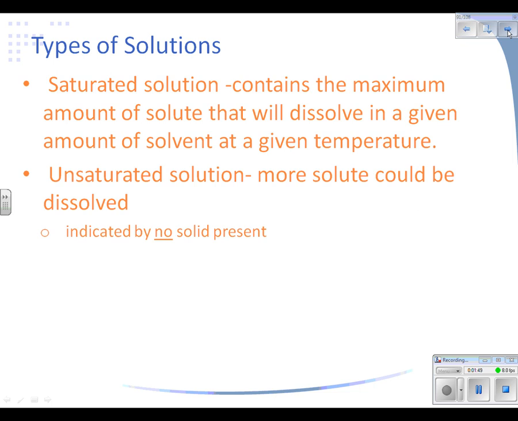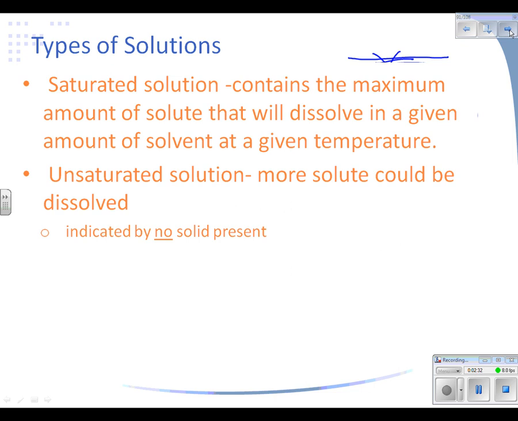Now the next one is unsaturated solutions. Unsaturated solutions are those where more solute can dissolve. This is indicated by no solid being present. It's like when you add sugar to your tea and you can still add more sugar and it'll dissolve and no solid will be at the bottom. Now when you have a saturated solution, this will be like the tea that has so much sugar in it, there's some always sitting at the bottom. Doesn't matter how much you stir it, it just always has some at the bottom. And that would be a saturated solution.